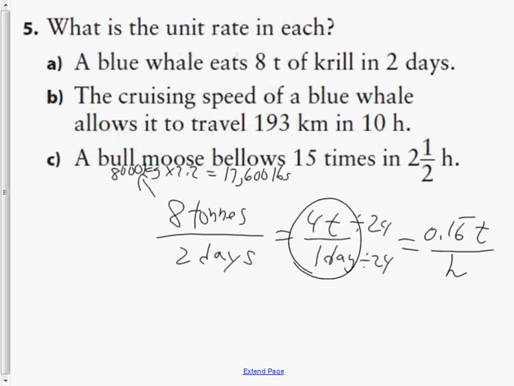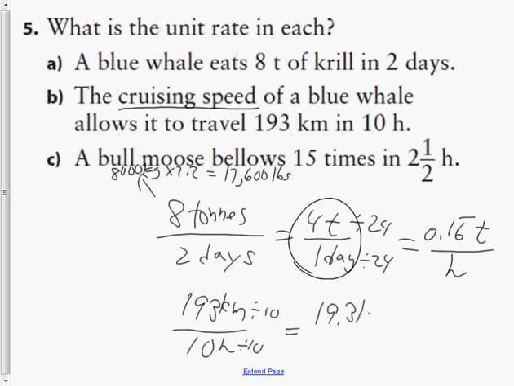A blue whale is able to also cruise. I'm assuming that just means speed in water. It's 193 kilometers in 10 hours. This one I can do without a calculator because I'm going to divide both by 10. And I'm going to get 19.3 kilometers because when I divide by 10, I just move my decimal over one spot, in 1 hour, or 19.3 kilometers an hour.